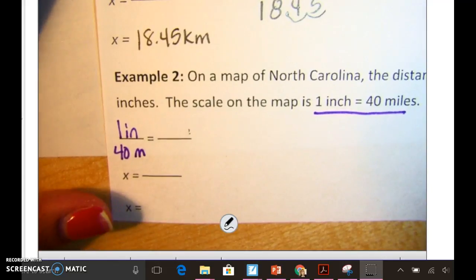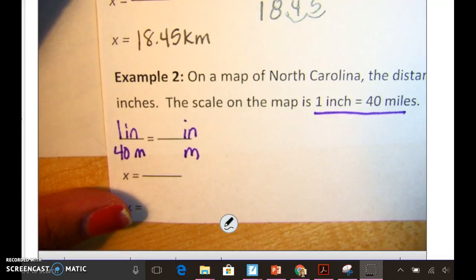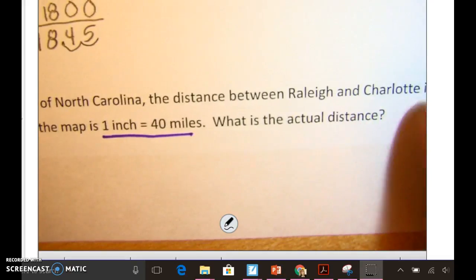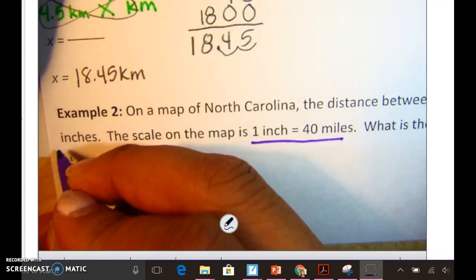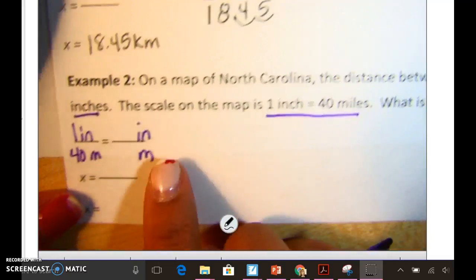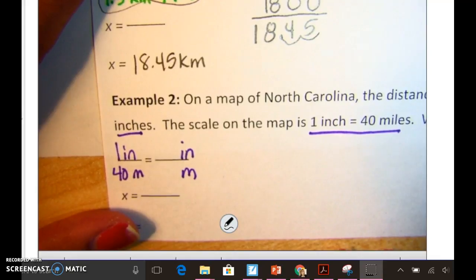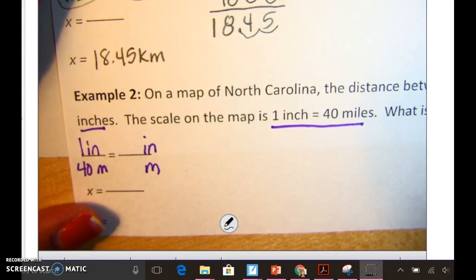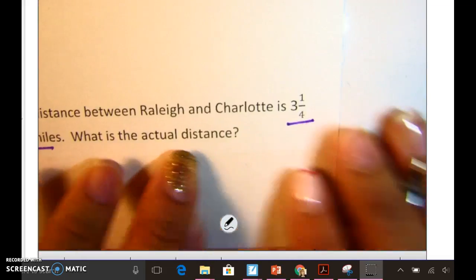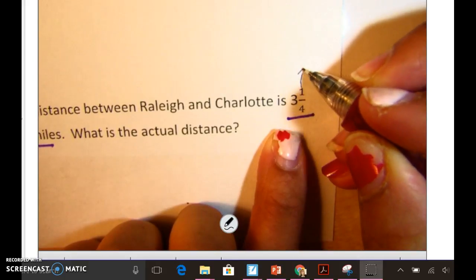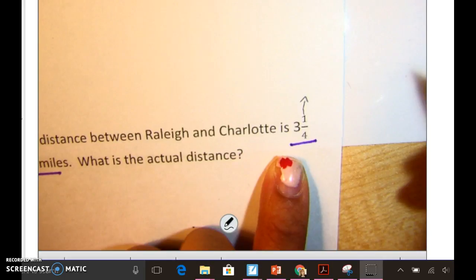Now you need to look at the information that they gave you. Did they give you inches on the map, or did they give you miles in real life? Well, let's see. On a map, the distance between Raleigh and Charlotte is 3 1/4 inches. So they said on the map and they gave me inches. So I know for a fact it goes up here. Now, sometimes people don't like multiplying times fractions, and I can understand that. Let's see if we can change this from a fraction to a decimal. 1/4, what is that as a decimal? That might make it easier.